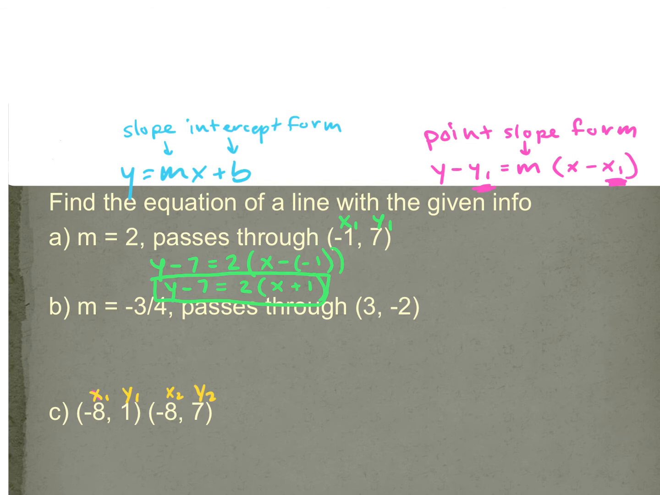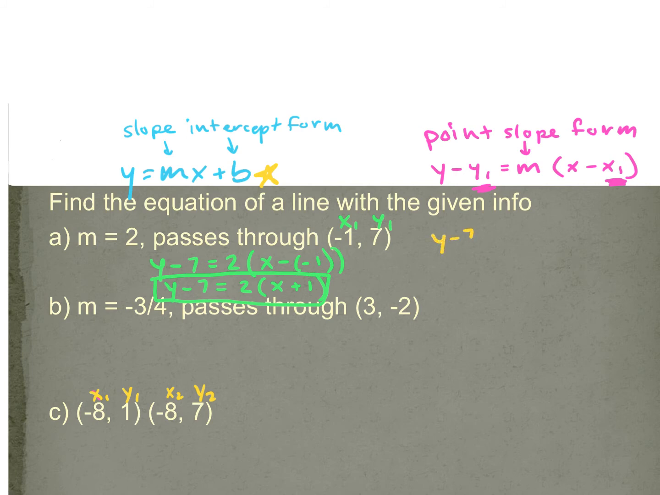Wouldn't you have to simplify that again? Don't you have to distribute the 2 and then move over this -7? If it asks just to leave it in point-slope form, we leave it like this. To put it in slope-intercept form, we can distribute the 2, move over the 7, and make it look like this one. So let's do that.